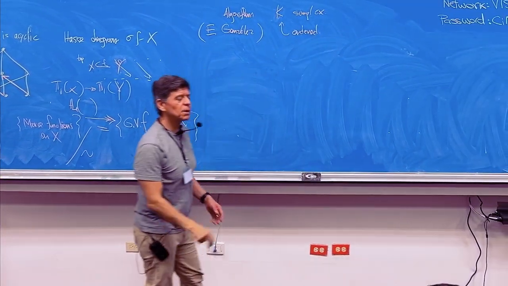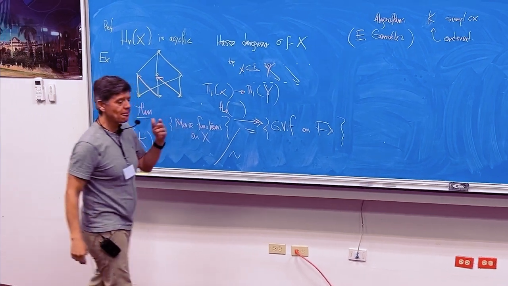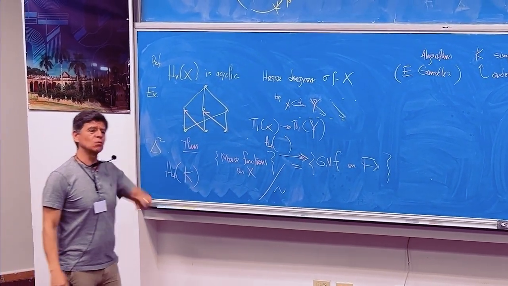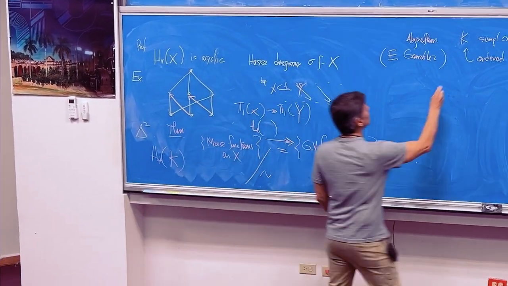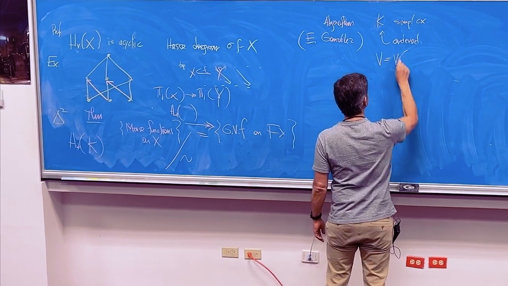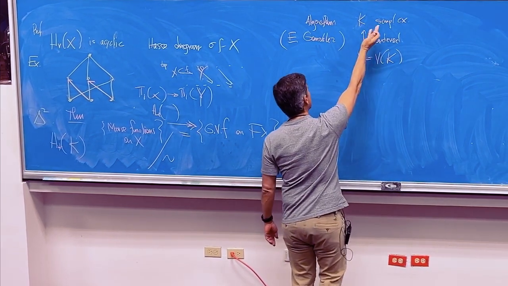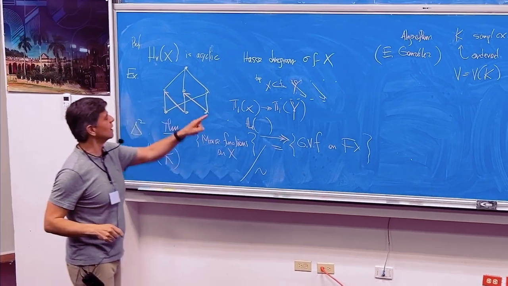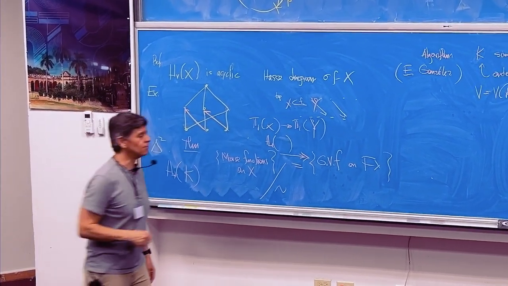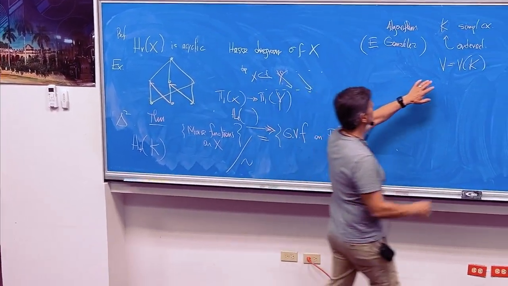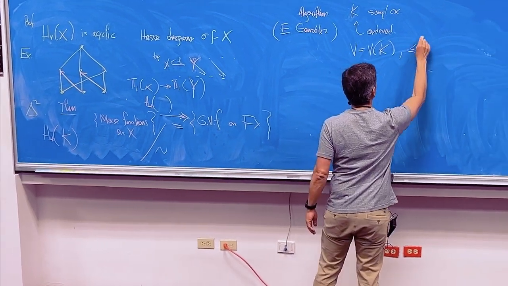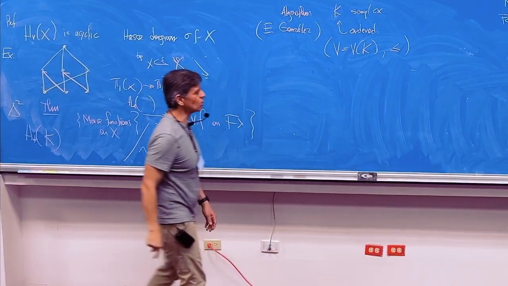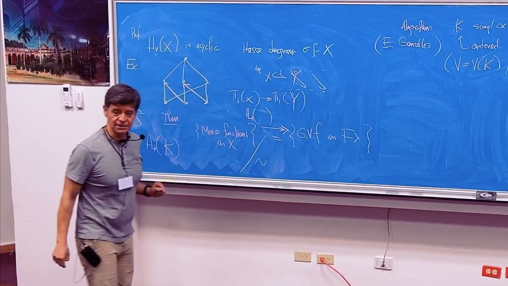So I'm going to be working essentially in the category of ordered simplicial complexes. What's that? Well, you have a vertex set, so you have a family of subsets of some given set of vertices. Let's call B this set of vertices. And I want to put an order, at least a partial order, on the set of vertices.